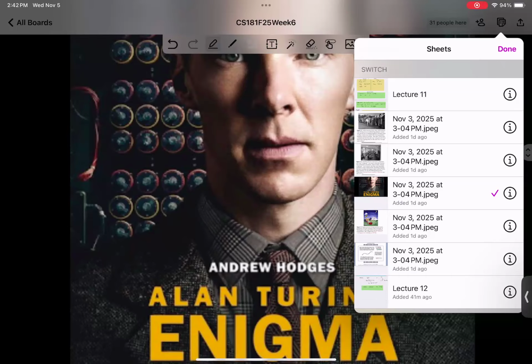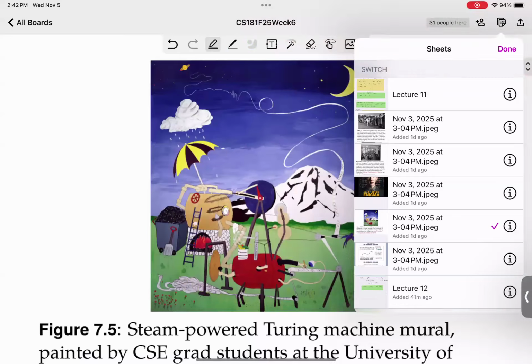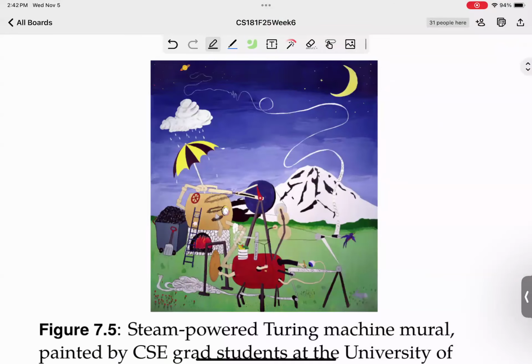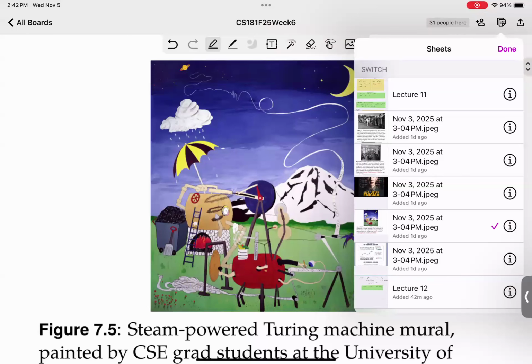So for example, this is some rendering of a Turing machine. You can see there's one infinite loop where you're writing. The funniest Turing machine joke that I've seen is this one.